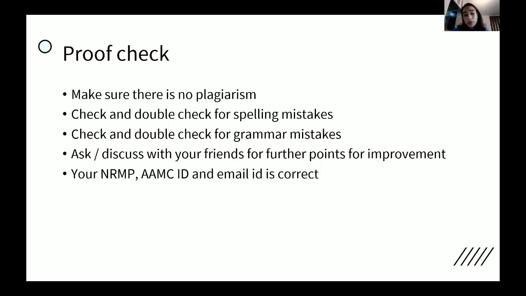And in your application, make sure your NRMP, your AAMC ID, and your email ID is correct, and your address is correct as well. And do put on a working phone number. I'll come to that in a bit, but put on a working phone number, a US phone number, while you're submitting the application.